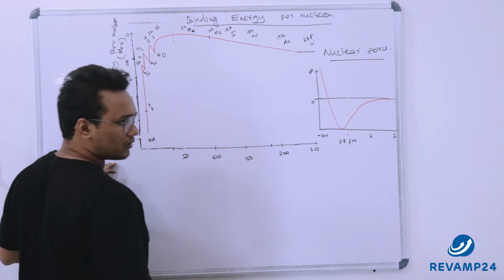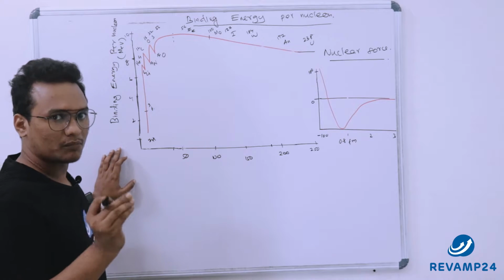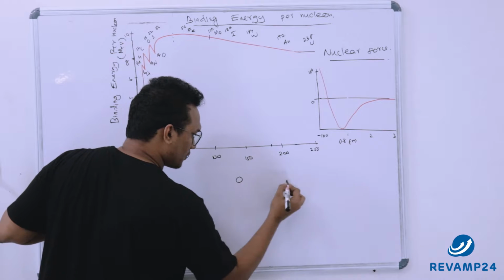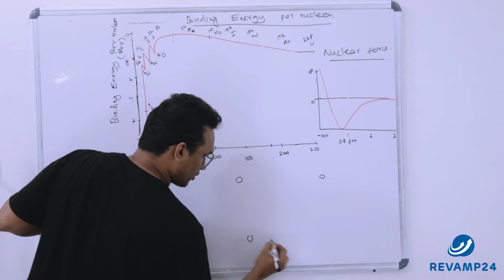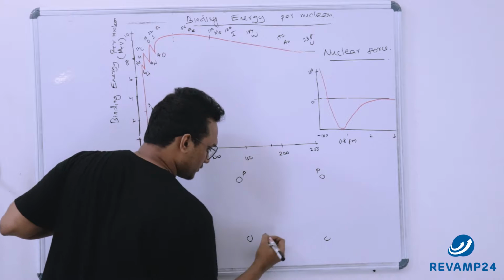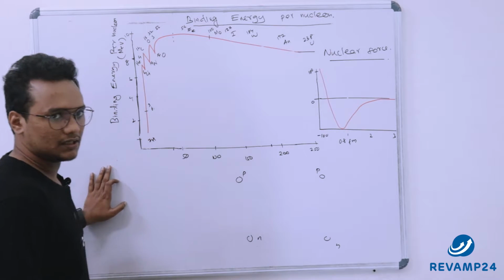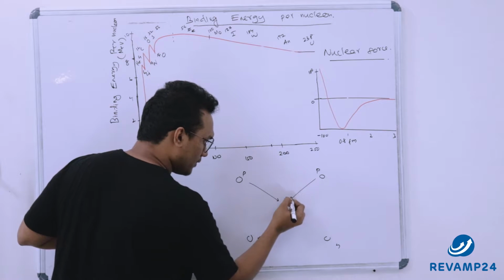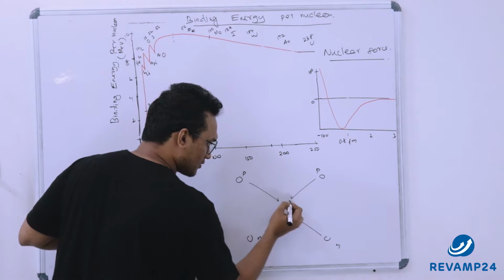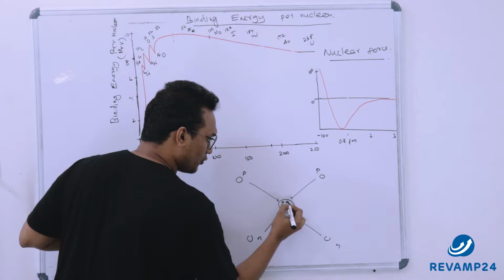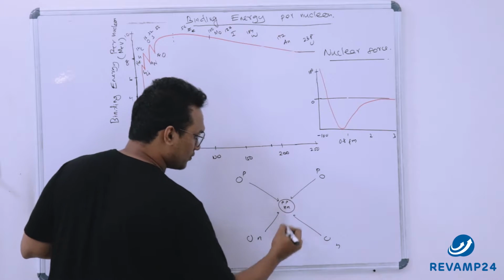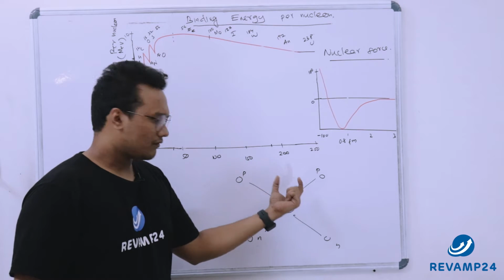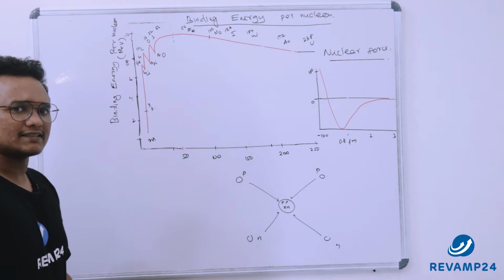Now see, binding energy is due to mass defect. So we have protons and neutrons. I am taking the example of helium. They are going to combine to form a nucleus. After combination, we will have 2 protons and 2 neutrons inside the nucleus. But will this process happen spontaneously?